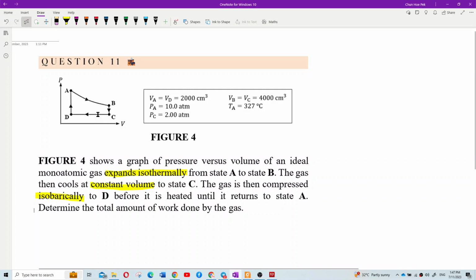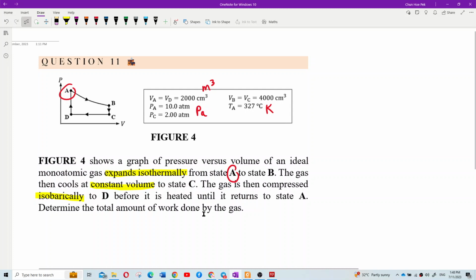Total work done, same thing lah. That means work done. You start from where? You must know you start from where. Important. Start from A. Start from A, initial point. So all the unit you see, ATM, CM cube, you need to change. You need to know how to change all the unit. Yeah, you must change like volume to meter cube, like ATM become Pascal, degree Celsius become Kelvin. You must know how to change.